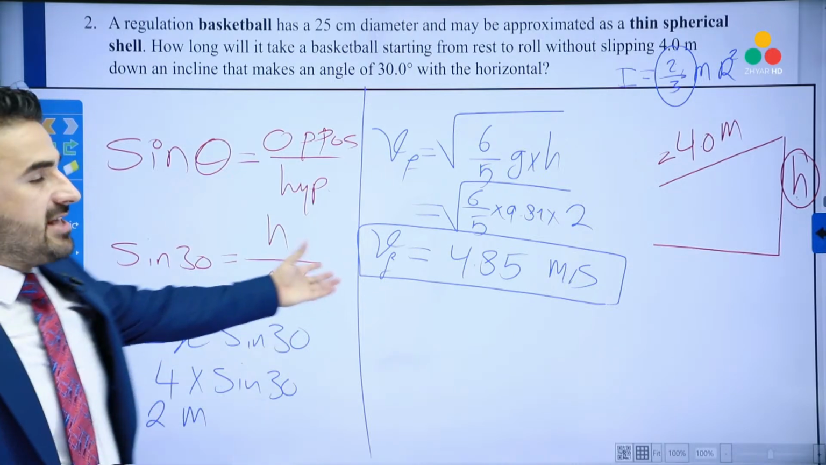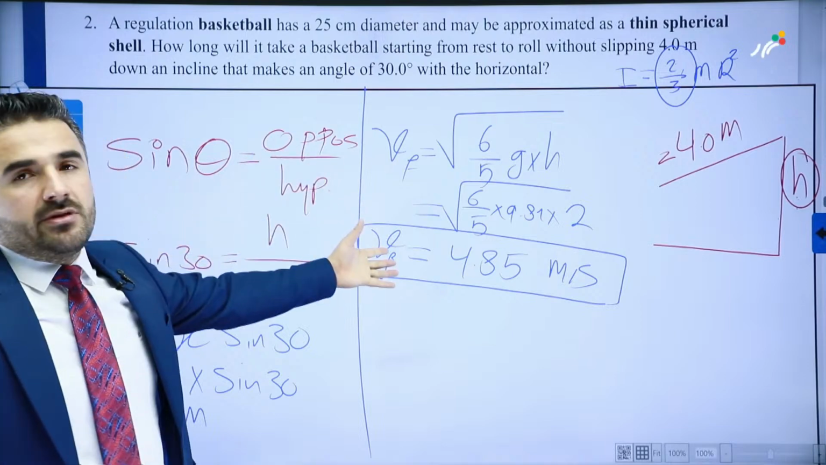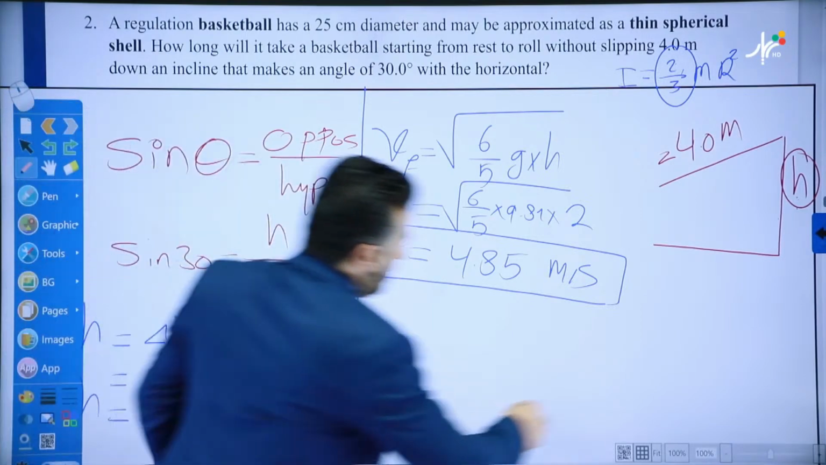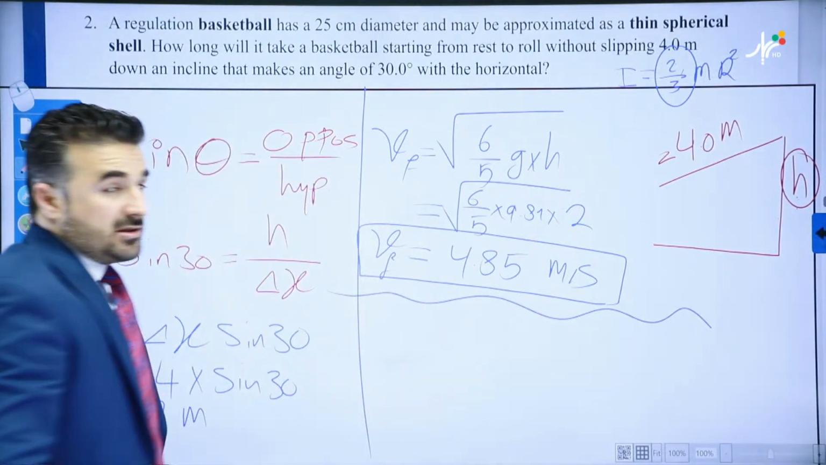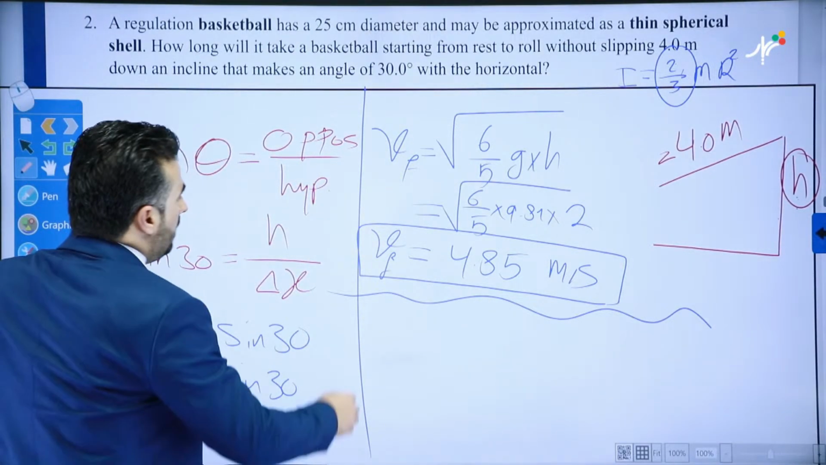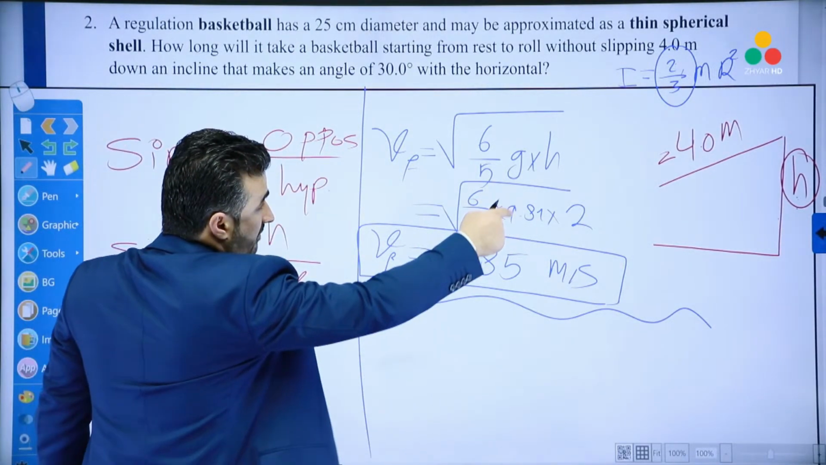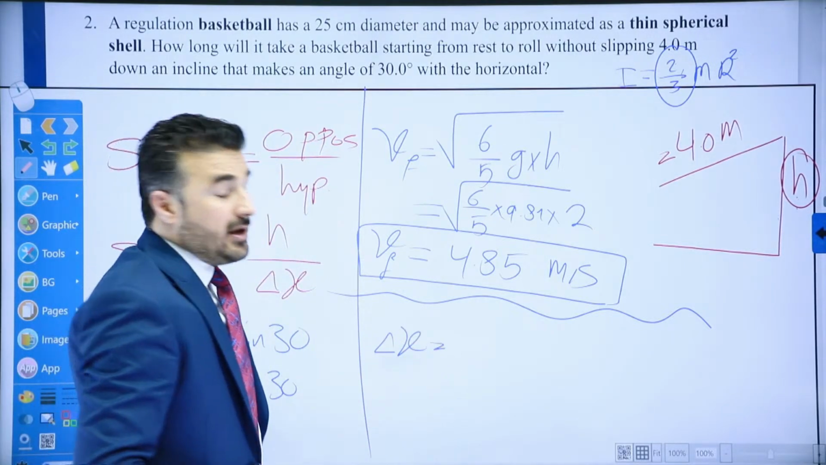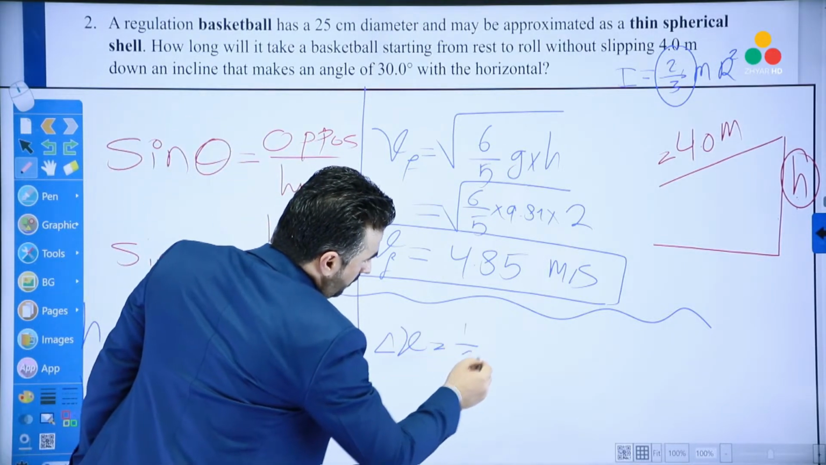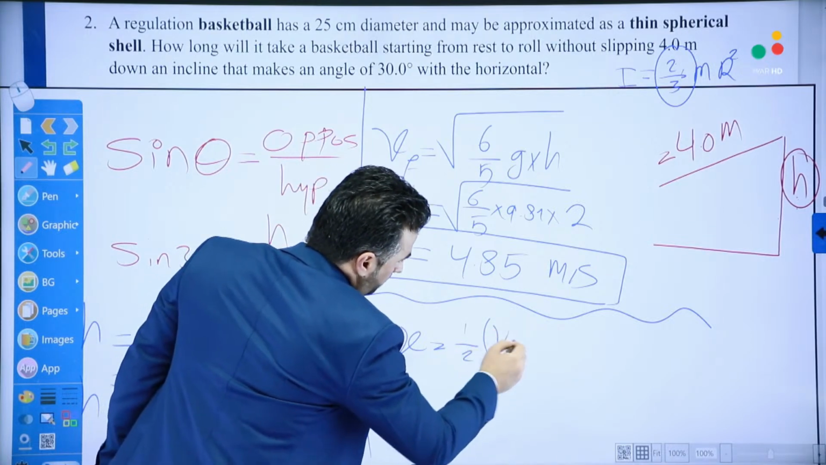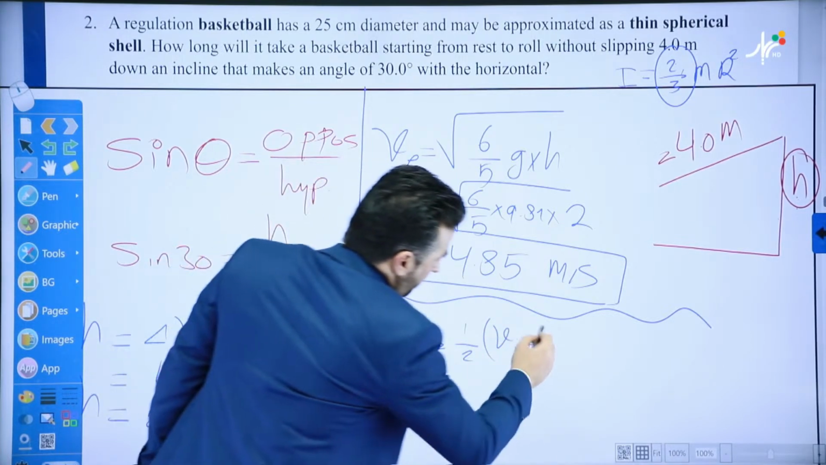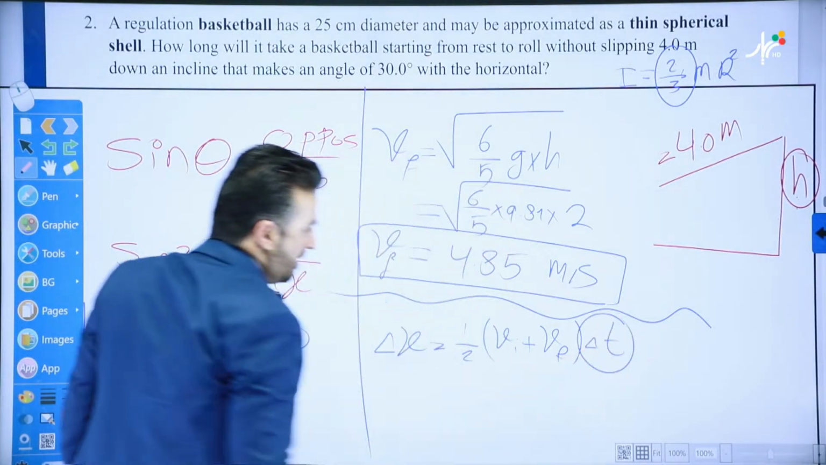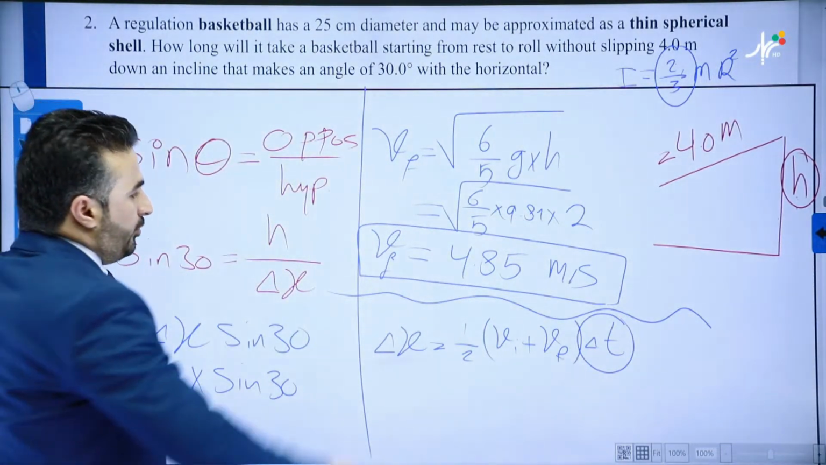All right, now what is next? The question doesn't want the final speed. It says how long does it take? So, of course, now we're going to use Newton's law of motion. Since we have delta x, we have this equation, because it says find the time. Delta x equals 1/2 times v initial plus v final, multiplied by delta t. This delta t is what we're looking for. So plug in the numbers.